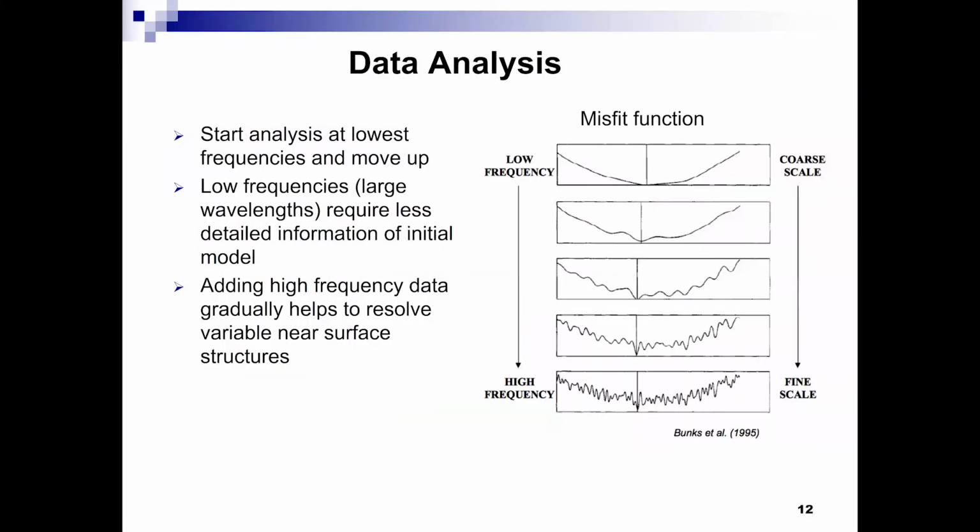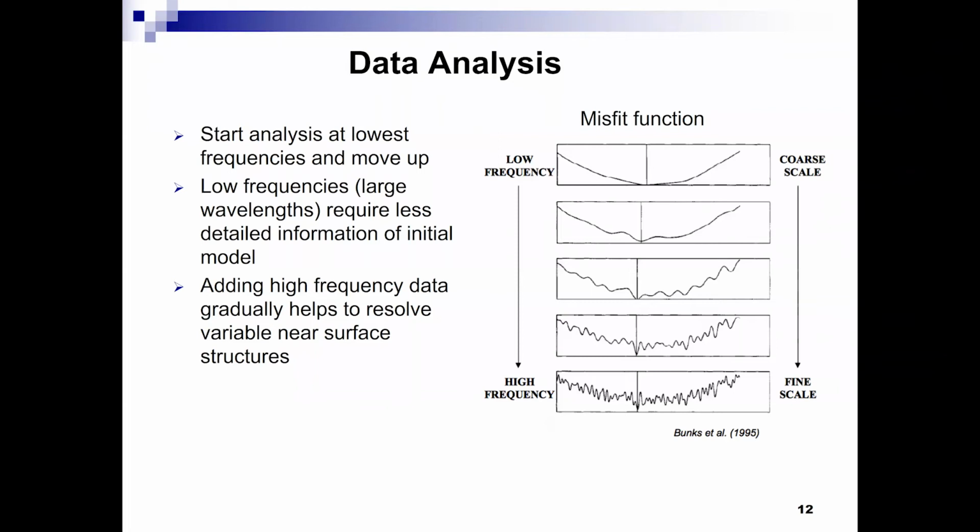For the data analysis, we address the issue of the highly variable rock and poor initial model by starting the analysis with the lowest frequency. Usually we go from the 5 to 10 hertz range, and then we increase the frequency for the next inversion runs. At low frequency, we have large wavelength, which requires less detail of the initial model or initial guess. And the misfit function looks like this for low frequency: we just have one global minimum, so it's easy to find.